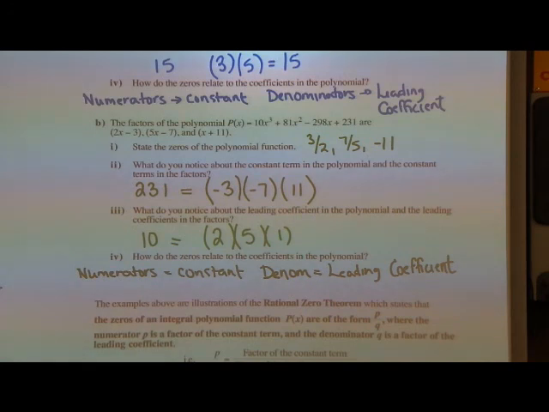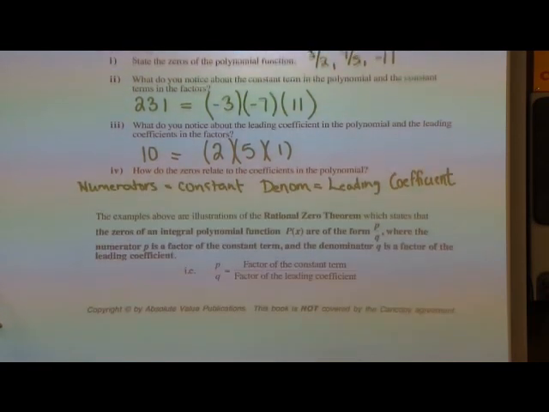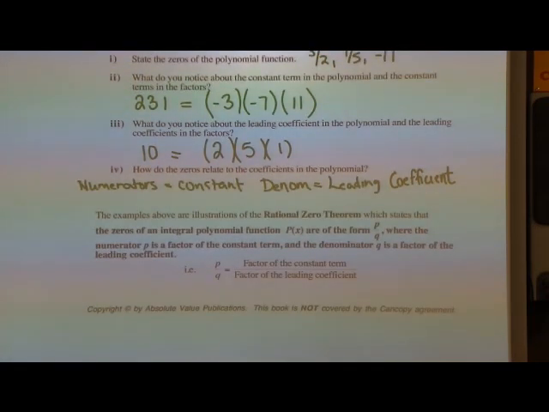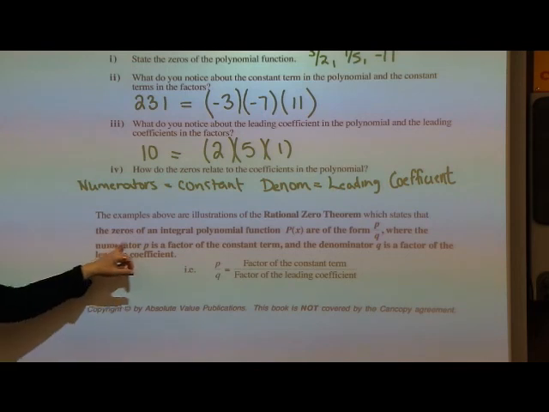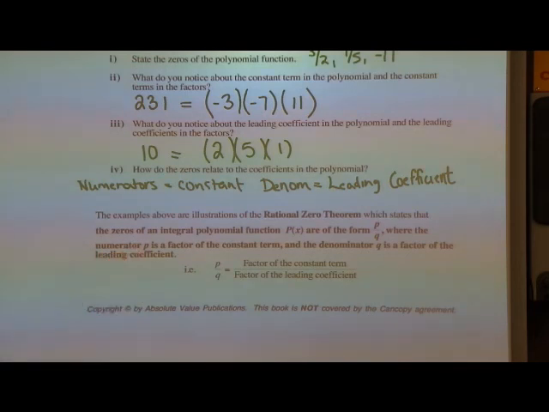So from there, we get this rational zero theorem. The rational zero theorem says that the zeros of an integral polynomial function p of x are of the form p over q, where the numerator is a factor of the constant term and the denominator is a factor of the leading coefficient.